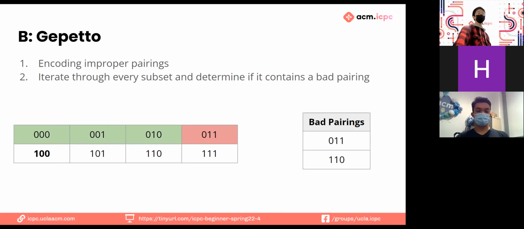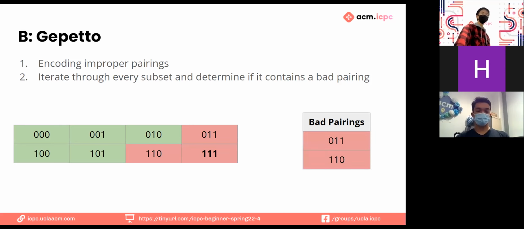1, 0, 0 is valid. 1, 0, 1 is valid. 1, 1, 0 is not valid. And 1, 1, 1 is not valid. Okay, once we have this figured out, we are basically done with the problem.